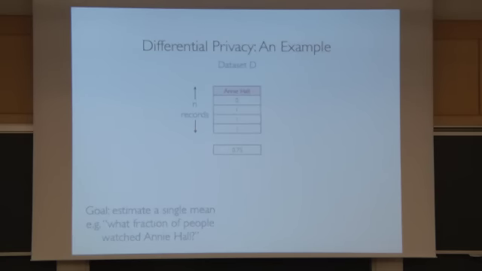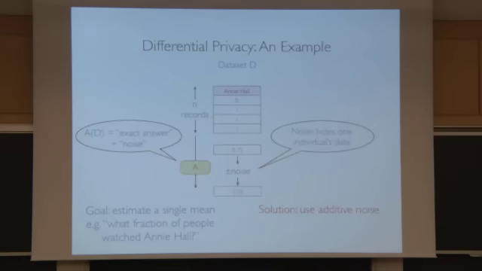Let me give you the classic example of a differentially private algorithm. I have some data set D. It's very simple. It only gives me 1 bit of information about each person, and there are n people in the database. I just want to know the mean. I just want to know what fraction of people watched Annie Hall, what fraction of people answered yes to this question. So what I can do is have my algorithm write down the exact answer, in this case 0.75, and then perturb the answer with some kind of random noise.